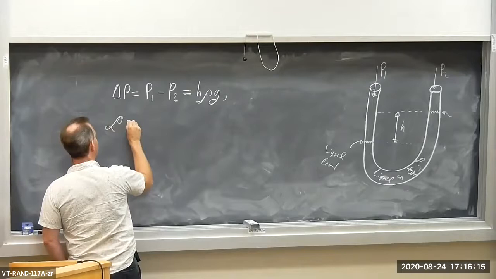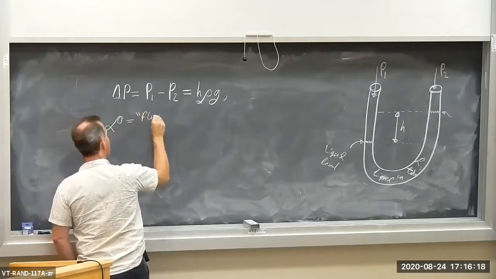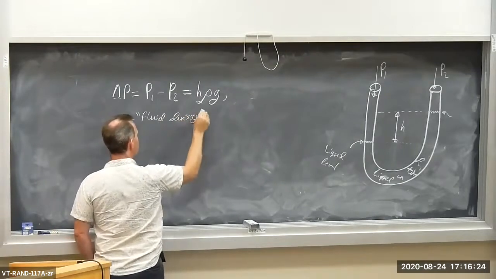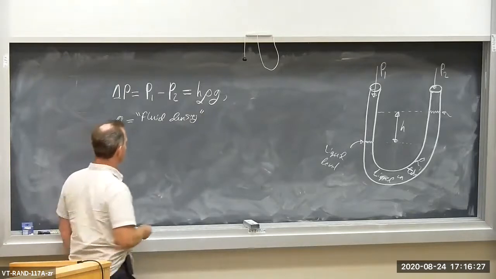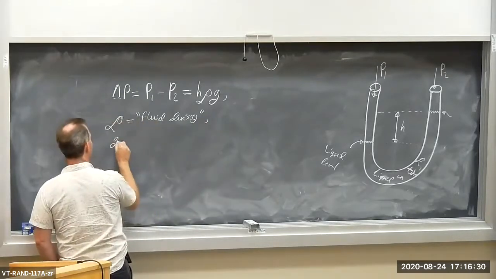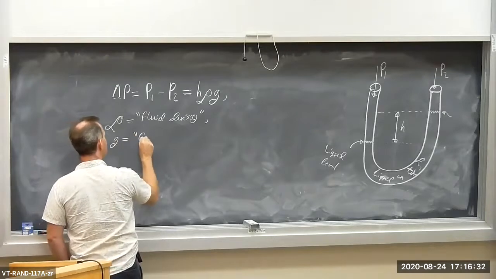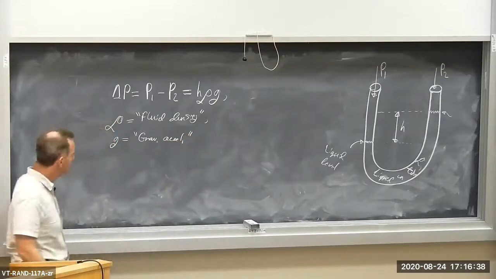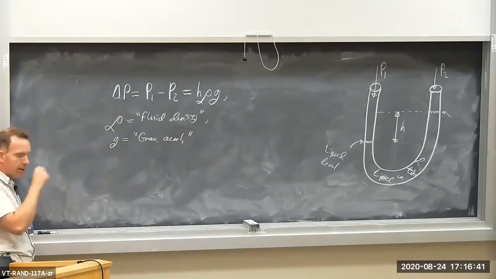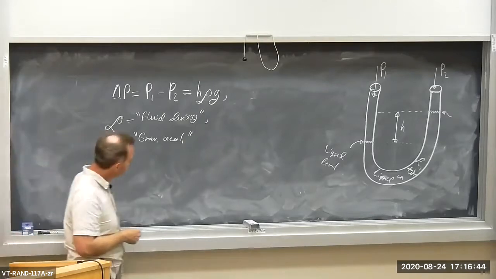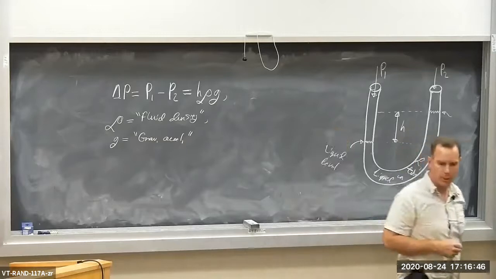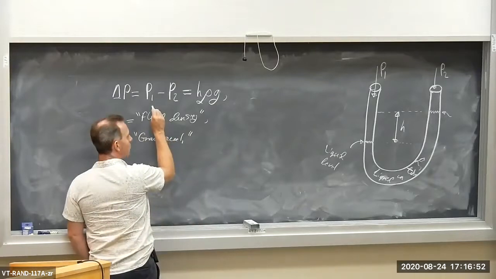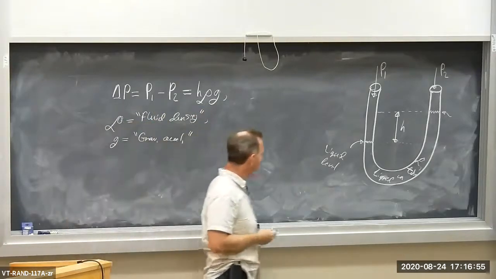So rho is the fluid density, okay? And g is the gravitational constant or gravitational acceleration, in meters per second squared in metric, okay? Let's check the units on this equation. Let's check the dimensions and the units. If this equation is right, then the units on the left, which is pressure, should be equal to the units on the right.